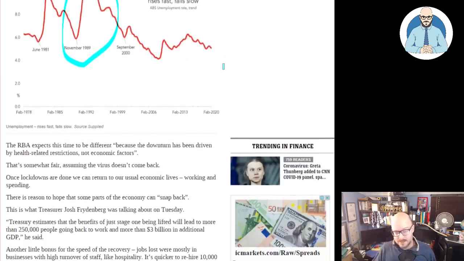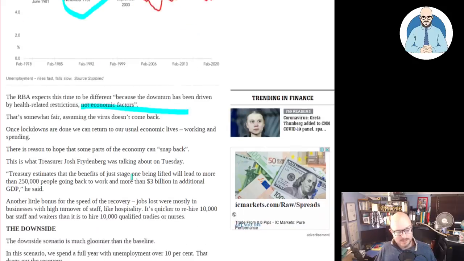The RBA expects this time to be different because the downturn has been driven by health-related restrictions, not economic factors. Why? Are they hoping that? Well, I guess they don't believe there's underlying issues with our economy, dependent on foreign nations for a lot of our exports. A very primitive economy that's not exporting advanced things, that has to bring in a lot of things manufactured overseas. A property bubble that's been pushed on since 2000. So that's somewhat fair, assuming the pandemic doesn't come back.